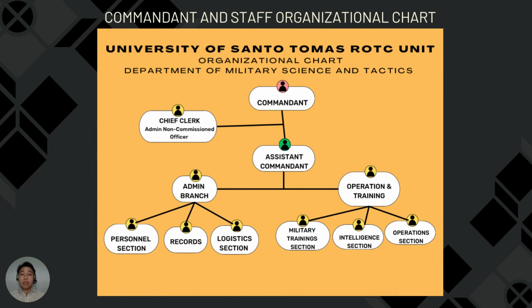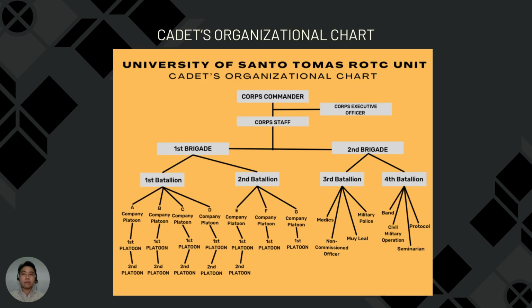The DMST, or the Department of Military Science and Tactics, is comprised of the commandant and staff assigned by the National Capital Region, Regional Community Defense Group, the NCRRCDG. Their goal and objective is to oversee the whole ROTC administration and its operation as directed by the NCRRCDG in compliance with the NSTP law.